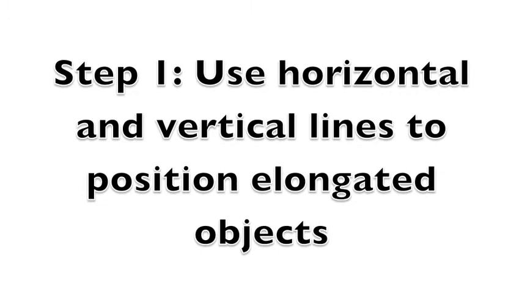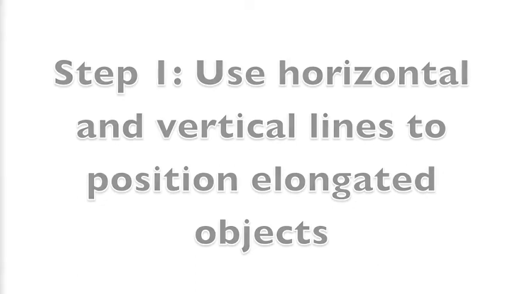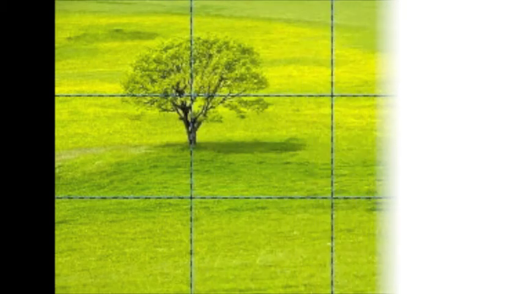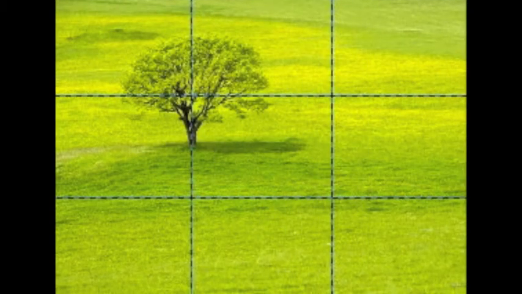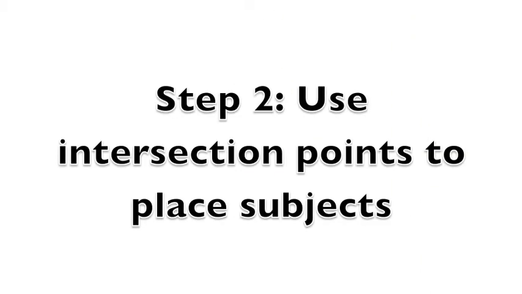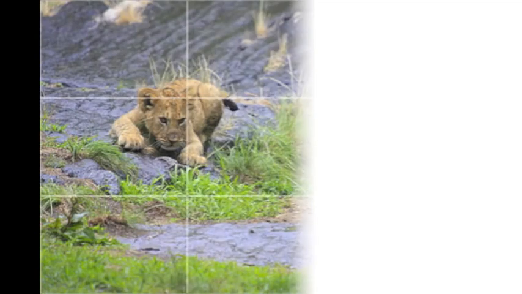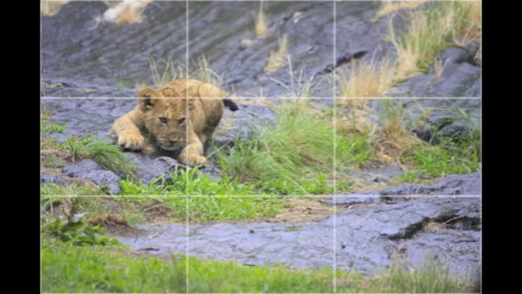Step 1. Use horizontal and vertical lines to position elongated objects. In this example, the tree is aligned with the left vertical. Step 2. Use intersection points to place subjects. Here is an image where the subject is placed at one of these points.